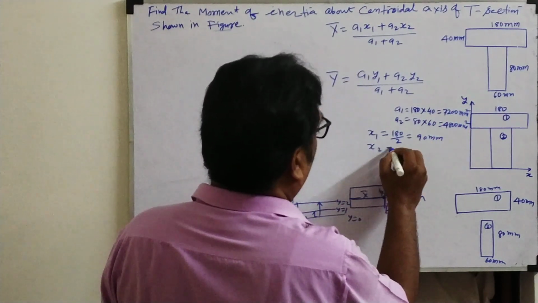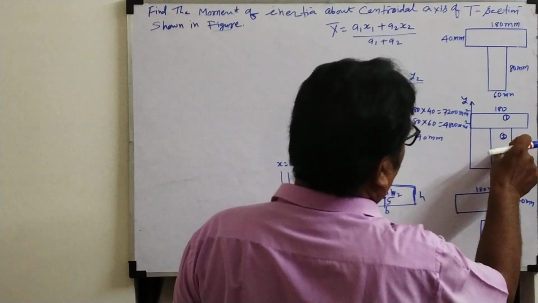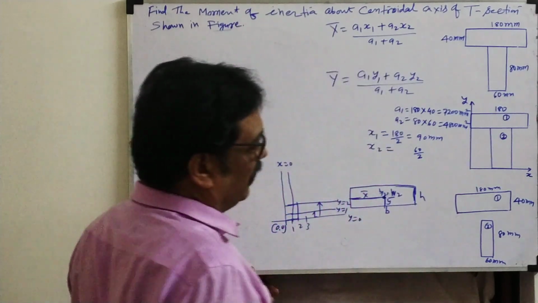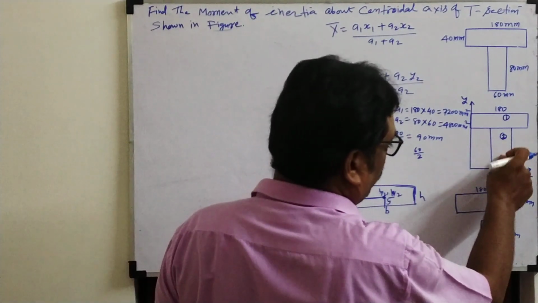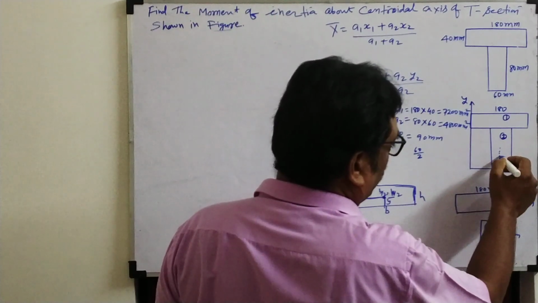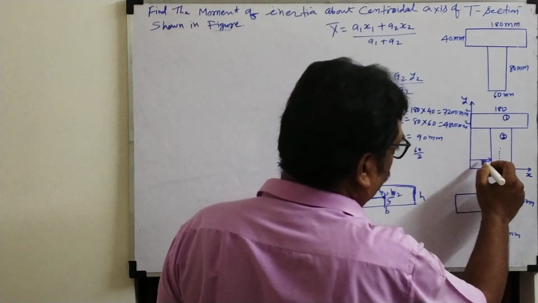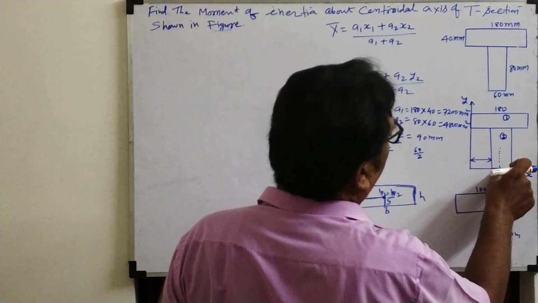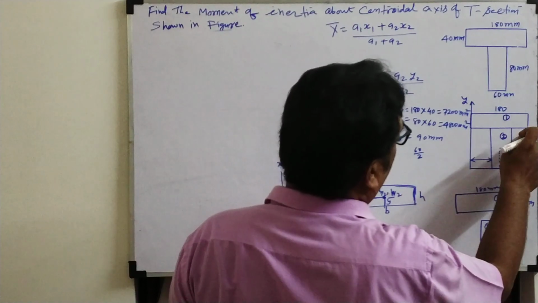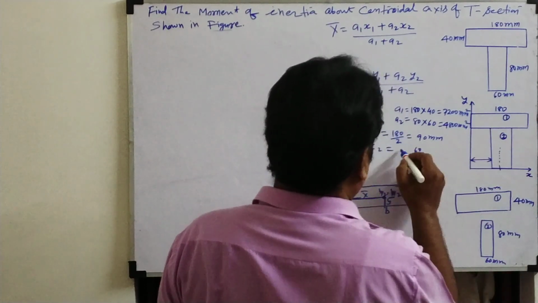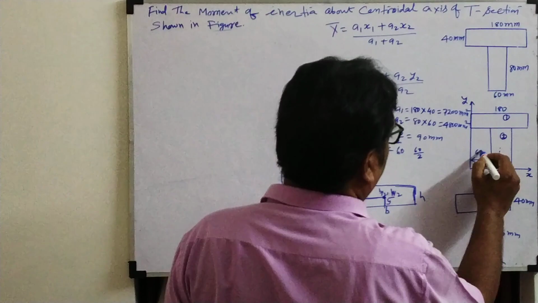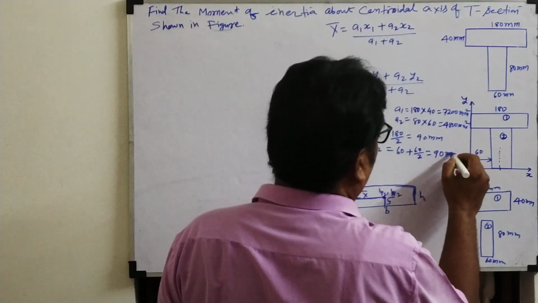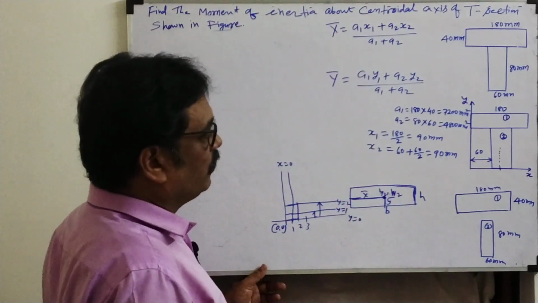Now we take x2. Now this is the section. What is the thickness? 60. So we'll write 60 by 2. But it's not completed. This half distance we have taken, but what is this distance? We have to find it out, so we have to add it. The total is 180. 180 minus 60 is 120. So this 60, this also 60. So 60 added here, so this distance is 60. So 60 plus this 90 mm.